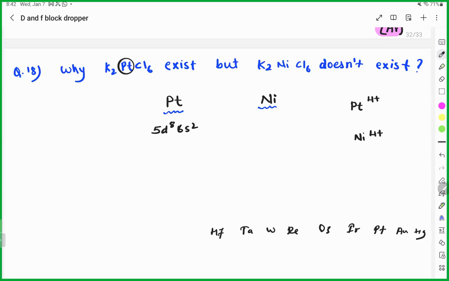Understood? So, if you see here, what will happen in this situation? And in nickel, you have 3D8, 4S2. So, what is special about these two? If you take second ionization enthalpy, it will be very high in case of platinum but low in case of nickel. Why? Because in nickel 3D8 is stable. But if you take fourth ionization enthalpy, because here both are showing +4, we want to tell why.